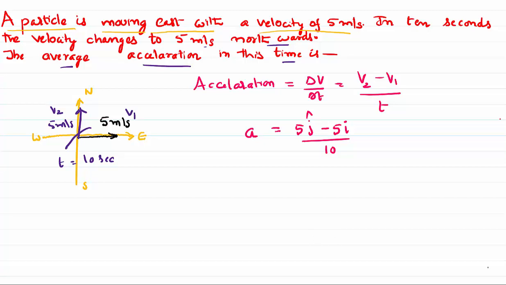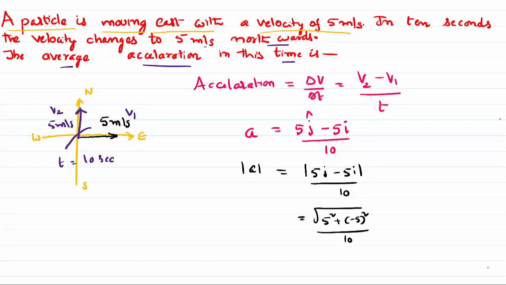Suppose you are interested in identifying what's the magnitude of the acceleration. You have to write the magnitude of that vector (5j cap minus 5i cap) by 10. We know magnitude is root of x component square plus y component square, minus 5 whole square, but still that's going to be 25 and 25, root 50 and 10.